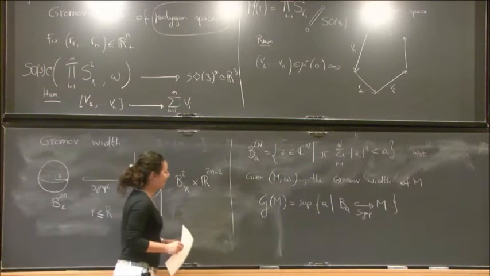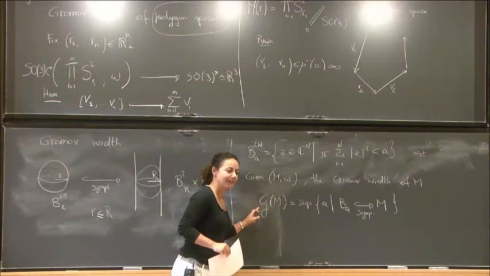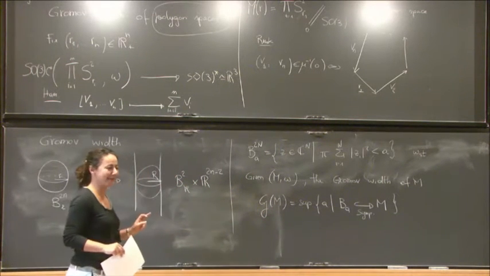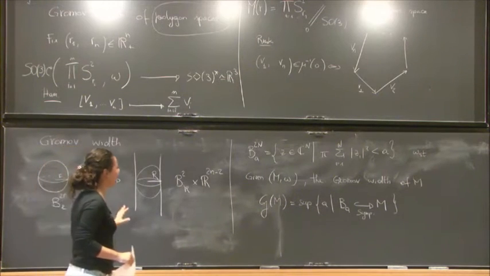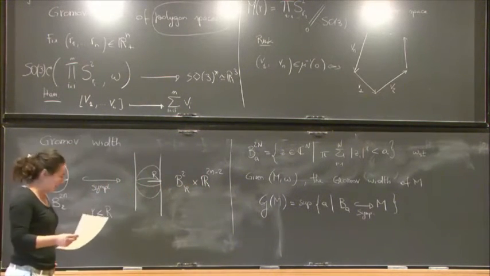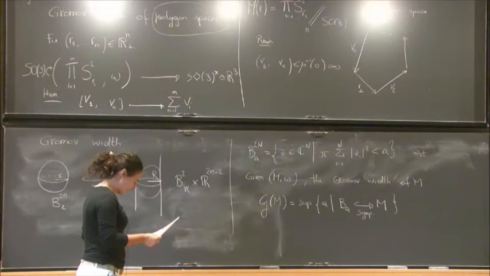I'm trying to switch my notation for the Gromov width to this G. Sometimes I may write GW by mistake. I never speak of Gromov width and invariance. I'm always on the Gromov width. They told me that GW is not a good notation, so I'm trying to switch.